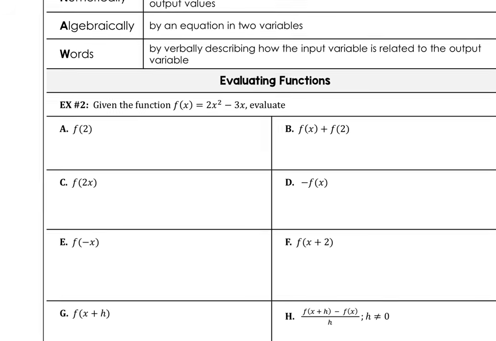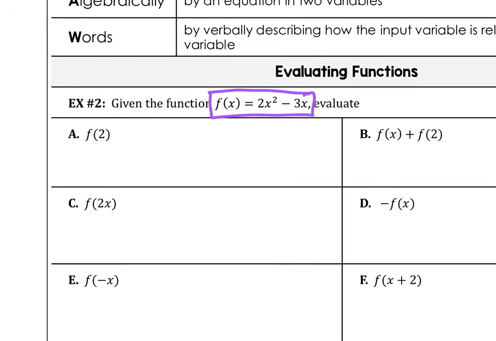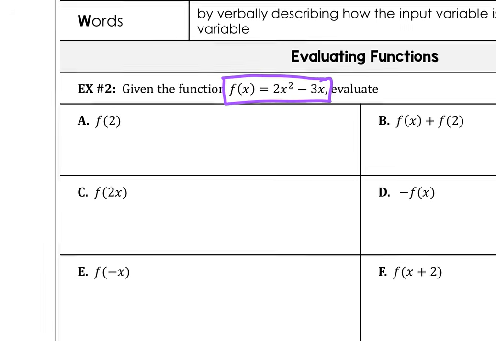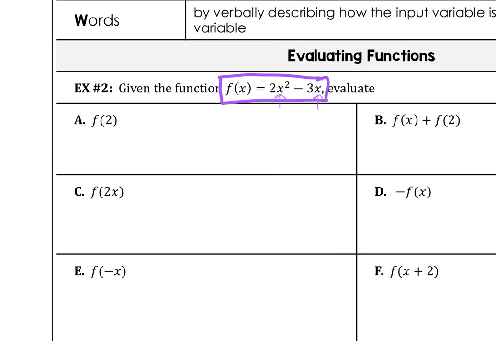Okay, so let's evaluate some functions. We are replacing x in the function with whatever they provide to us. So f of 2 means we're taking x here and we are replacing it with 2, okay? So 2 times 2 squared minus 3 times 2. And then we simplify. So 2 times 4 minus 6, 8 minus 6 is 2. So we have f of 2 equals 2. Or you could write it as an ordered pair, 2, 2. Because we have x and we have y.